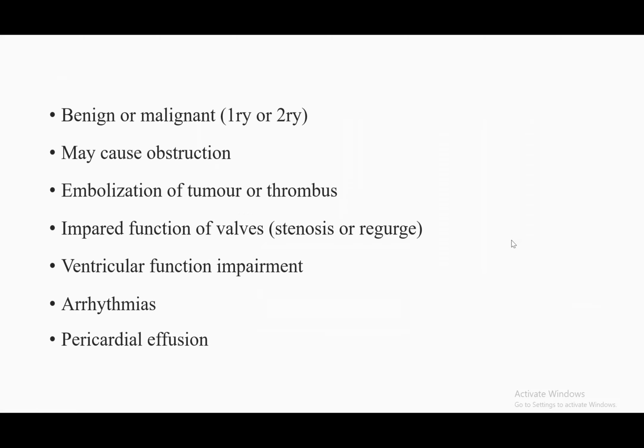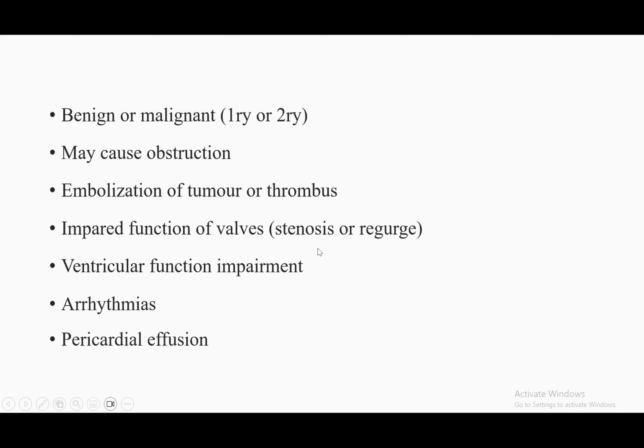Now we will talk about cardiac tumors. Cardiac tumors are either benign or malignant, primary or secondary, metastatic. They may cause obstruction, embolization of the tumor, or thrombus that forms either on the tumor or inside the chamber in which blood becomes static due to obstruction. So if the blood becomes static inside the chamber, a thrombus may occur, and then this thrombus may embolize.